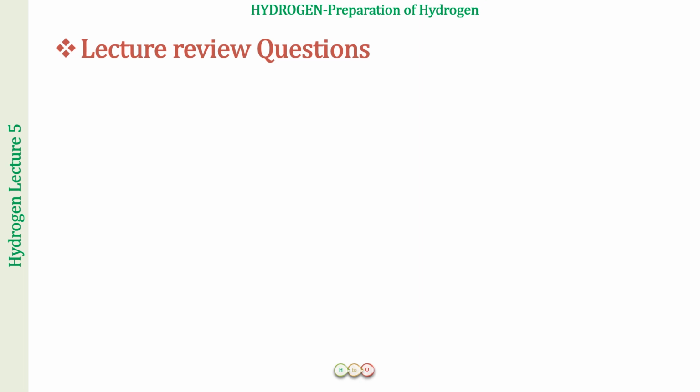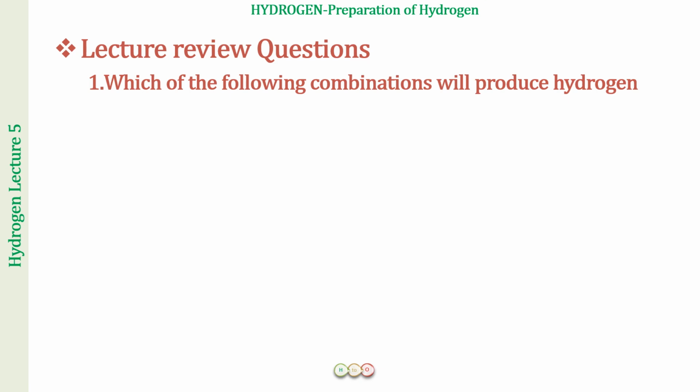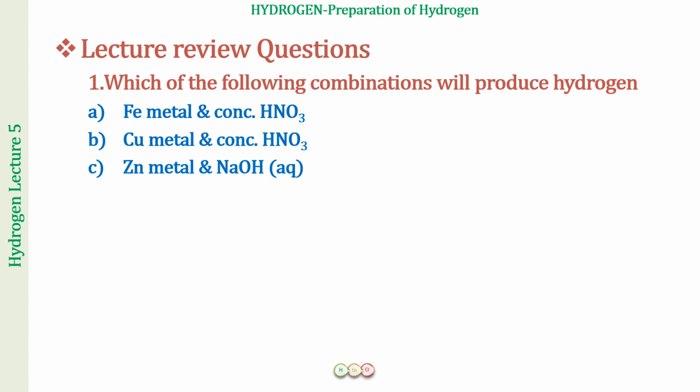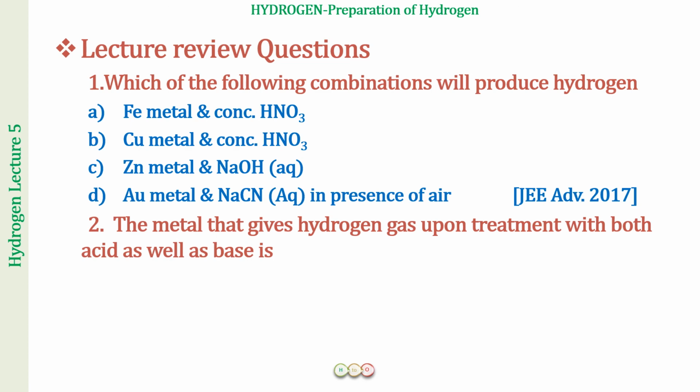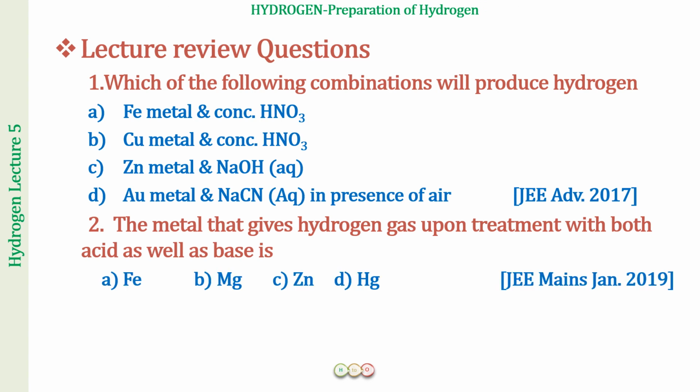Right? So the 5 questions are, the first one being, which of the following combinations will produce hydrogen? Iron metal and concentrated HNO3, copper metal and concentrated HNO3, zinc metal and NaOH, gold metal and NaCN in the presence of air, and this question was asked in JEE Advanced 2017. The next question is, the metal that gives hydrogen gas upon treatment with both acid as well as base is iron, magnesium, zinc and mercury, and this question was asked in JEE Mains January 2019.